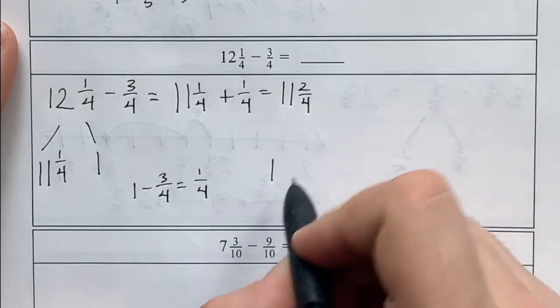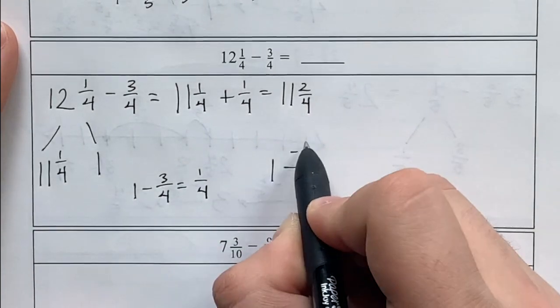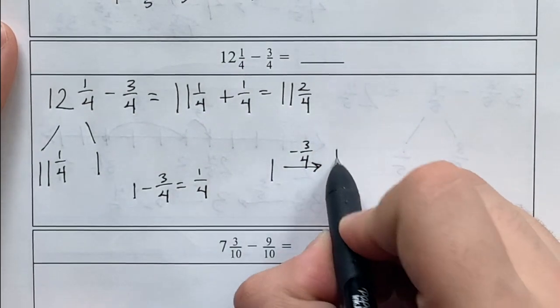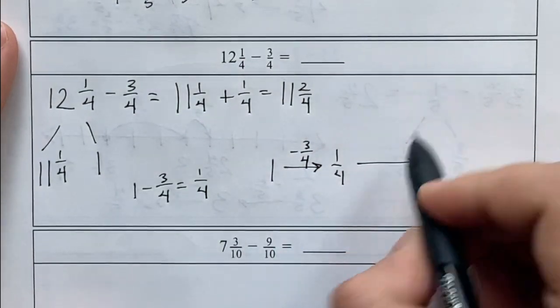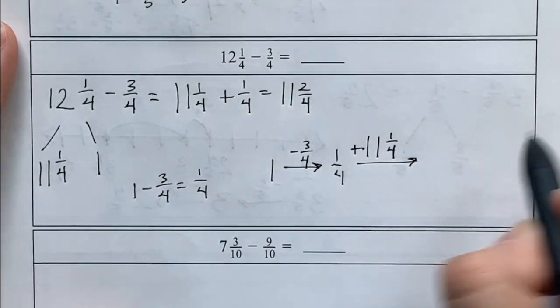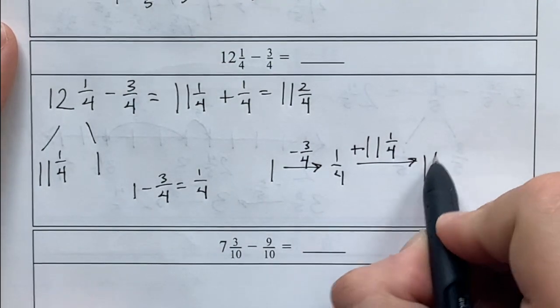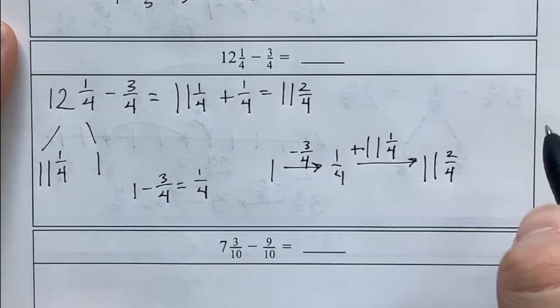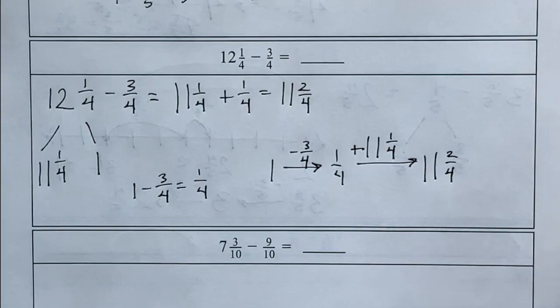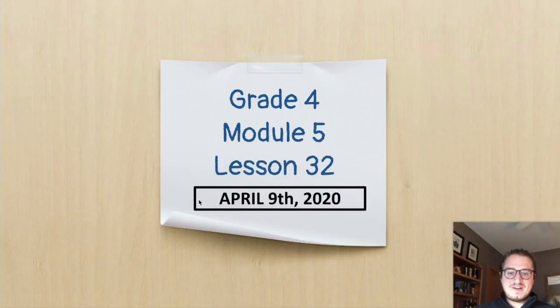Remember, I'm starting with 1 in my arrow method. I'm taking away the fraction up here. I get 1/4. I'm going to add it to what I already had, what I kept. And I get 11 2/4. To see the third problem, it'll be online in the notes. And that wraps up an example of how to do all the problems in Module 5, Lesson 32.